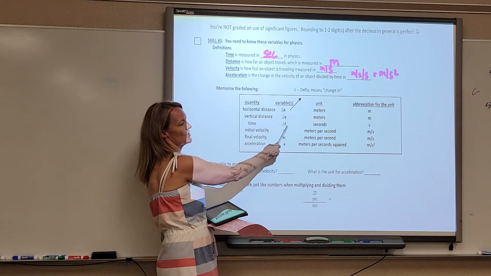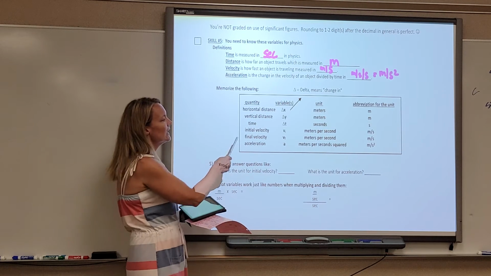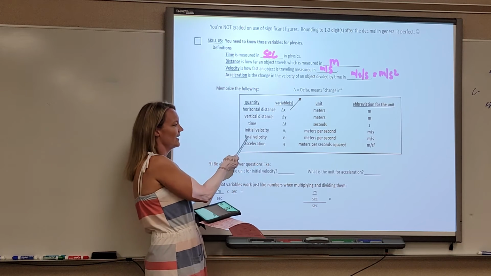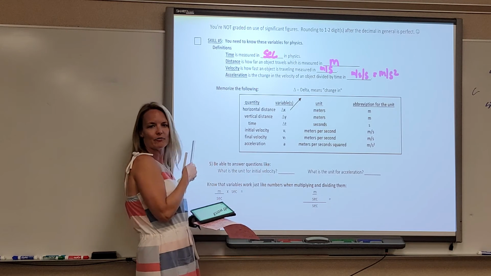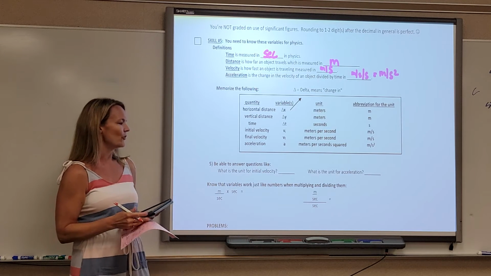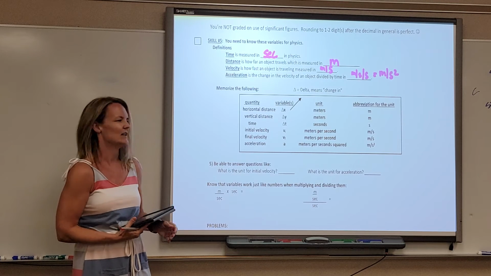Time, change in time, how much time has passed, is delta t or triangle t. Initial velocity, how fast were you going at the beginning, is VI. Final velocity, VF, how fast are you at the end, and acceleration is abbreviated with an A. I'm hopeful that you have seen a lot of these before throughout ninth grade and stuff.